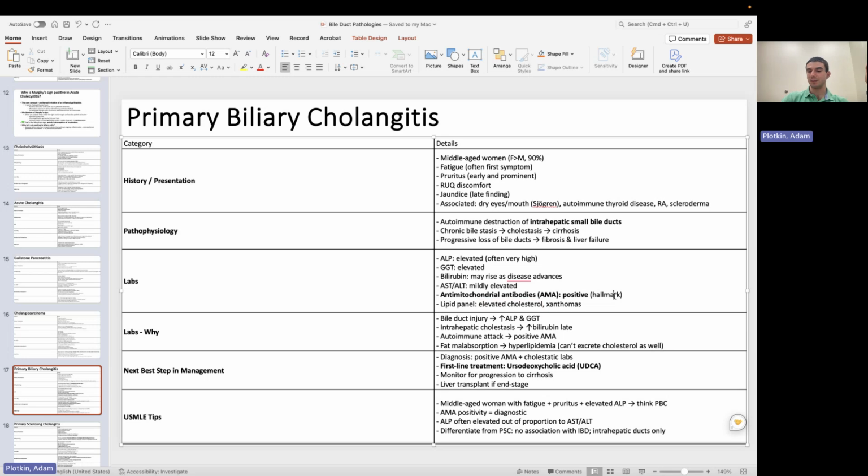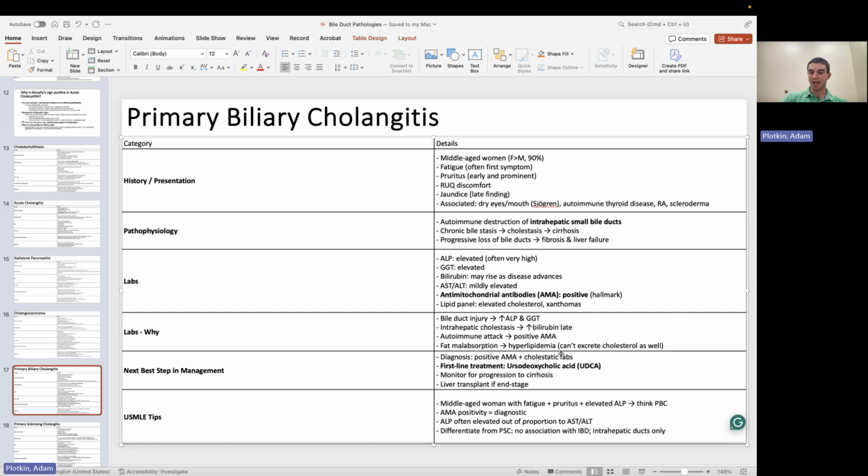So again, what keys me into a patient with PBC? It'll be a 45-year-old woman. They've got fatigue, they've got pruritus, they've got right upper quadrant discomfort. They might have some of these other autoimmune findings. They'll have elevated cholesterol and maybe potentially xanthomas. I'm thinking about PBC. Let me get an AMA. Let's do a right upper quadrant ultrasound. So again, here's where I talked about it: fat malabsorption, hyperlipidemia, we can't excrete cholesterol as well. That kind of explains that.